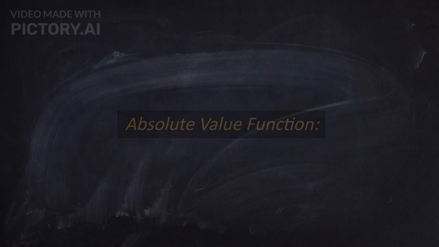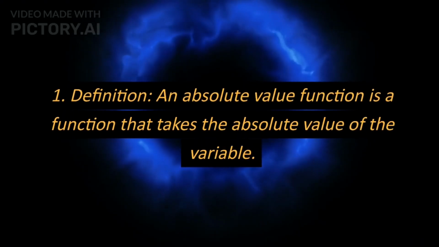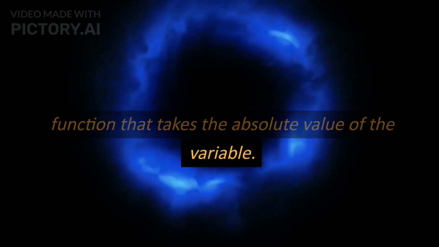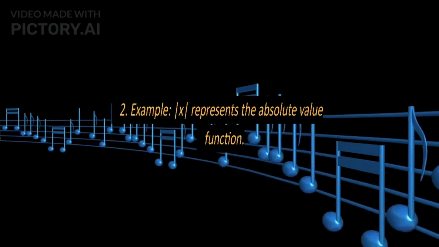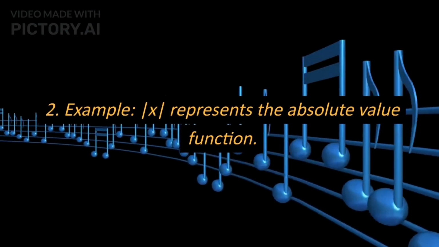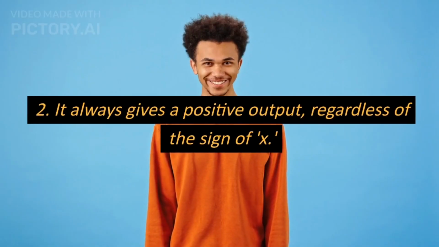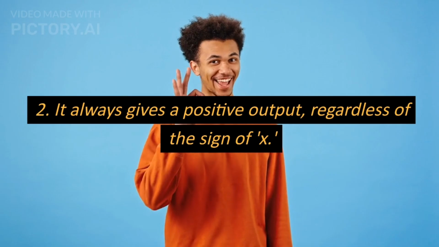Absolute value function. 1. Definition. An absolute value function is a function that takes the absolute value of the variable. 2. Example, |x| represents the absolute value function. It always gives a positive output, regardless of the sign of x.